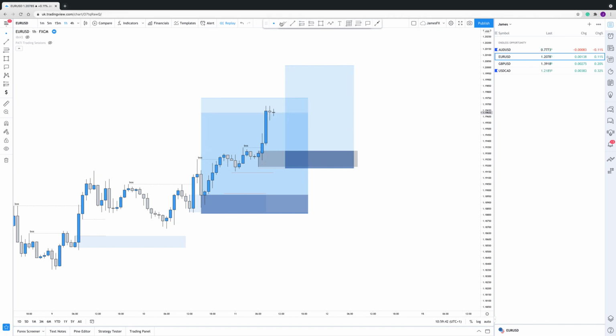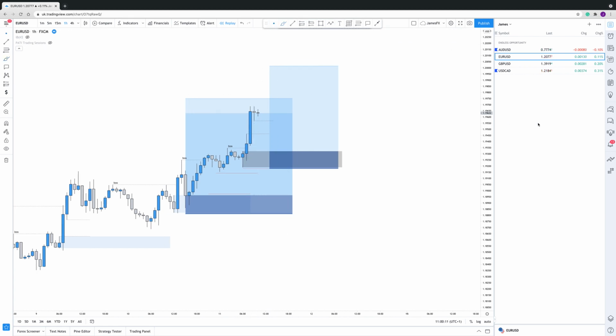Now the imbalance in this move would be from this wick to here. So again, notice how the wicks aren't meeting, so it's imbalance. So what we could see is price pull back to rebalance this imbalance and then continue to the outside. But I don't know what happens next, so let's just see.